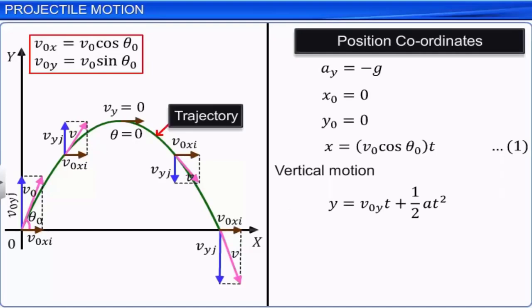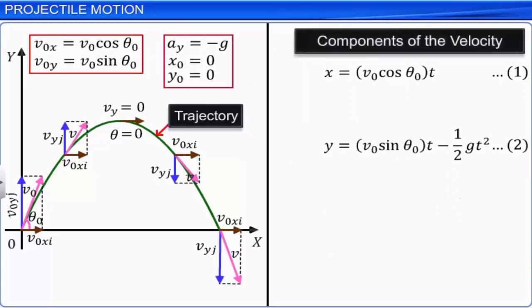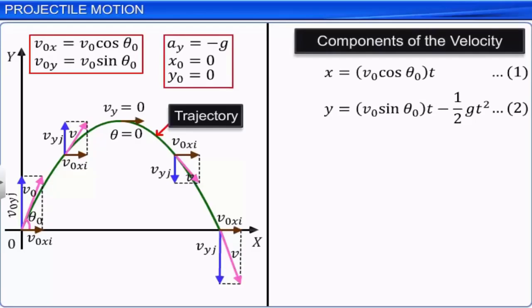Now, we can write the components of the velocity of the projectile at any time t. Vx is equal to v0x, which is equal to v0 cos theta 0, as the horizontal component Vx always remains constant. As the vertical component of the projectile has acceleration equal to minus g, it keeps on changing with time. Hence, Vy is equal to V0 sin theta 0 minus gt.